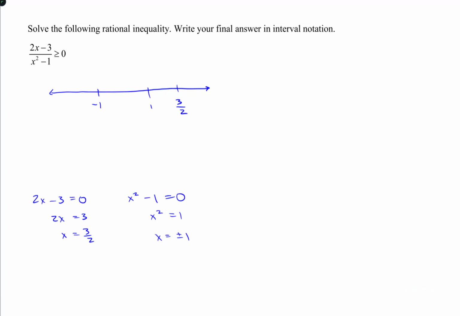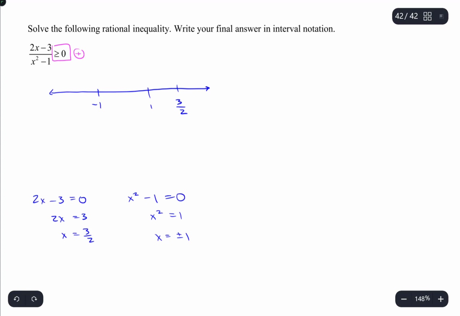All right, so that tells me I've got 3 intervals to test. This is looking for values that are greater than or equal to 0, so I'm looking for things that are positive, but also potentially equal to 0. But the thing is, negative 1 and positive 1 result in division by 0, so I can't include those no matter what. But I could potentially include 3 halves as part of my interval, so I can go ahead and mark that if I like.